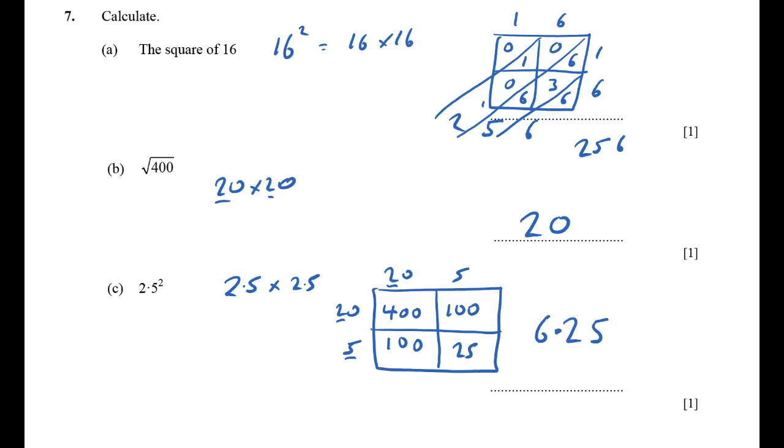If you want to, you can just think about how many numbers are after the decimal point. I've got one number after the decimal point here, and one number after the decimal point here. So my answer must have two numbers after the decimal point. And that's question 7 done.